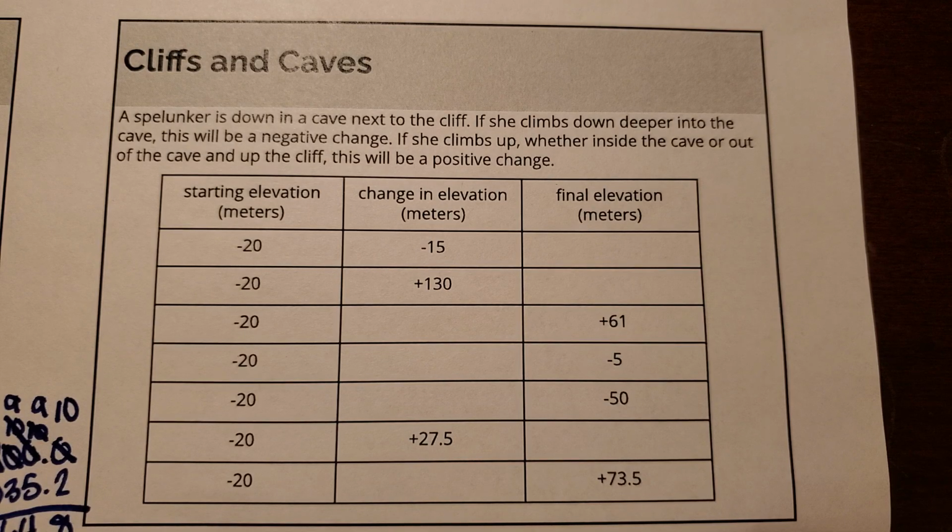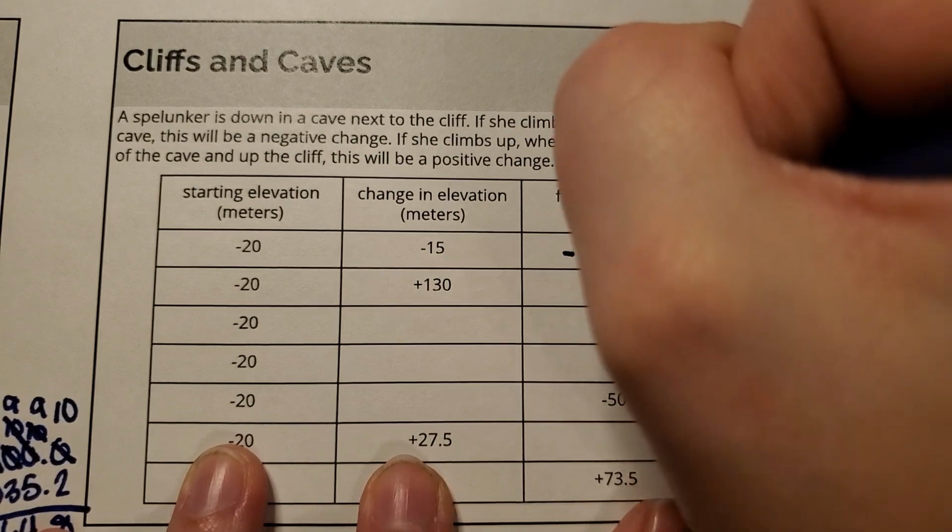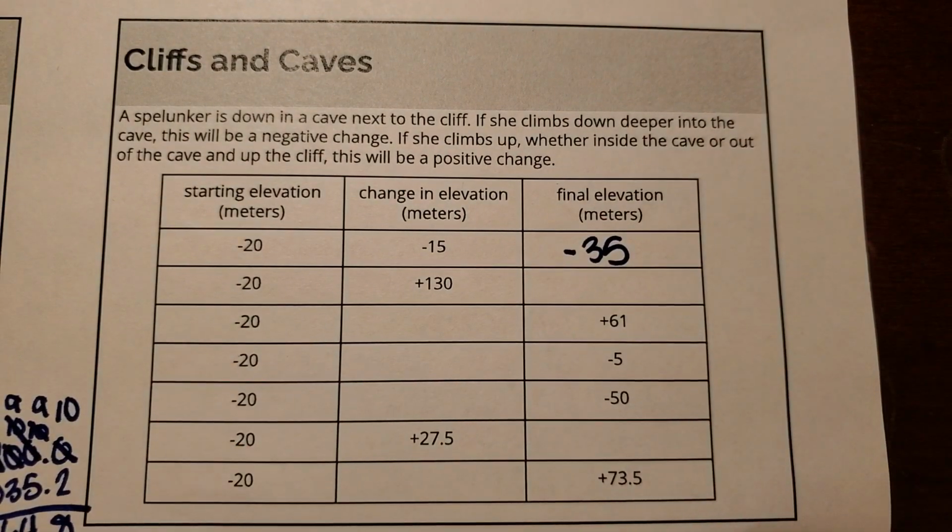Okay, so for this, we got to think logically about it. So, our first problem, we start at negative 20. Our change in elevation is negative 15. That means we're going down 15 meters. So, if we start at negative 20 and go down 15 more, this is going to be negative 35. Okay, I'm going down.